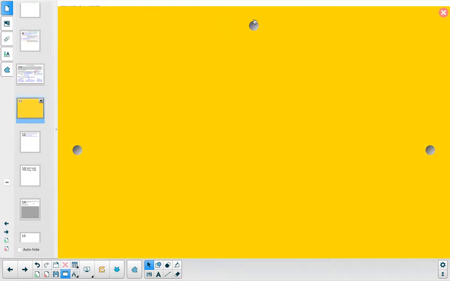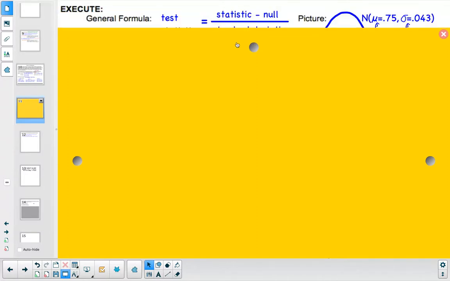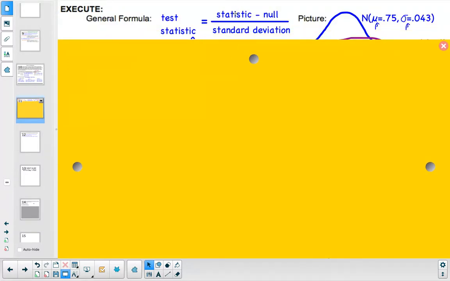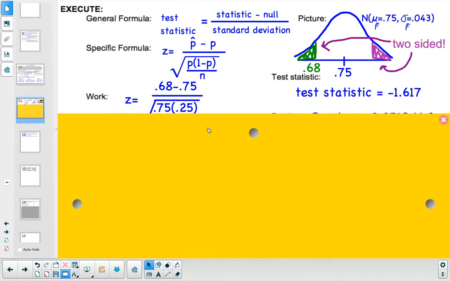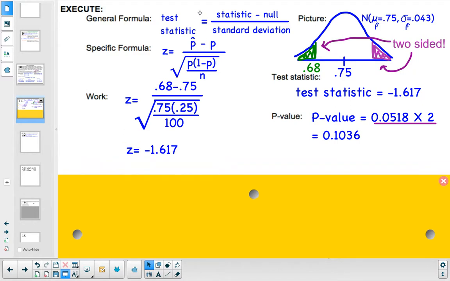All right, now time to execute. General formula for the test statistic: observation minus mean divided by standard deviation. So that's going to be the statistic, p hat, minus what was p in that null hypothesis, divided by the standard deviation of p hats. We're working down this left-hand side. We get the test statistic of negative 1.617, which is telling us our observation was 1.617 standard deviations below what was expected. We would have expected 0.75.